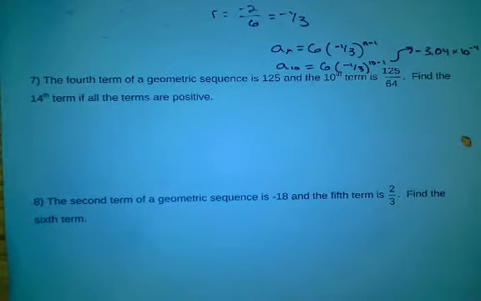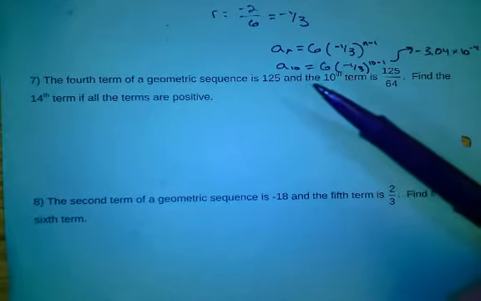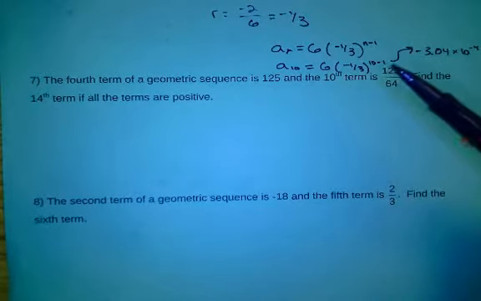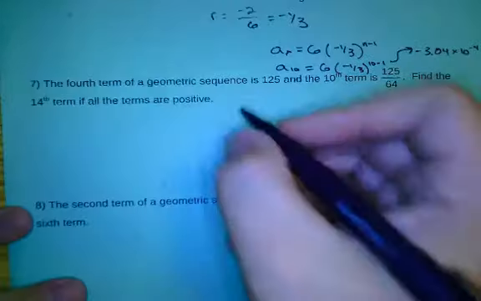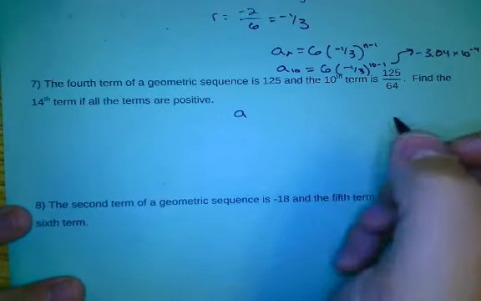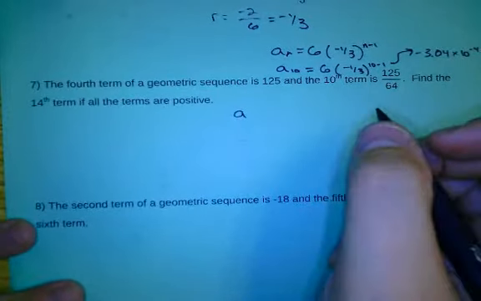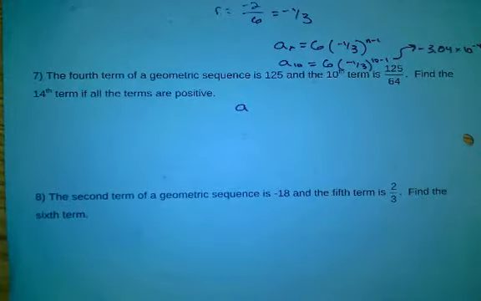Alright, so now we're going to start giving you different pieces of this information. So the fourth term of a sequence is 125, and the 10th term is this right here. Find the 14th term if all of the terms are positive. So this one's a little bit tougher. Okay, so let's go ahead and use our formula. What do I know about this formula? Well, I don't know R. How can I find R? Just figure it out.